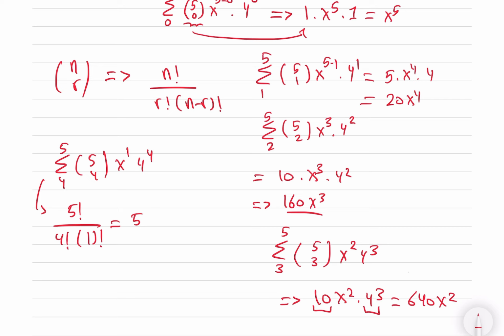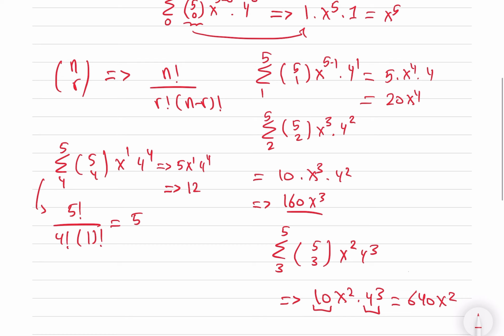Okay, so what do I have? I simply have 5 multiplied by x to the power of 1. Then you have 4 to the power of 4, which equals to what? 4... Okay, it equals 256 times 5. Okay, so it's 1280x.